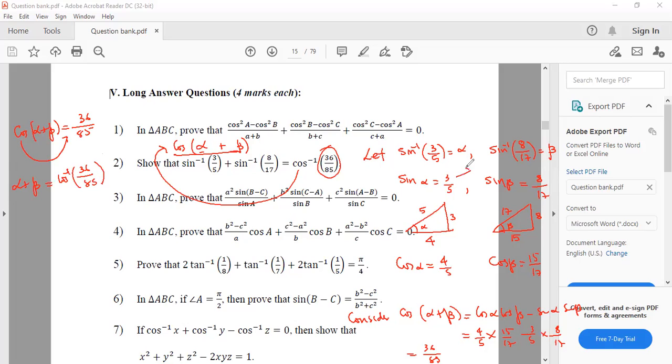Then you will substitute equation 1 and 2 here. Now substituting 1 and 2, LHS equal to RHS. अच्छा प्रॉब्लम है ना ये? 4 मार्क्स के लिए बिल्कुल अच्छा क्वेश्चन है. I don't see any problem in asking.